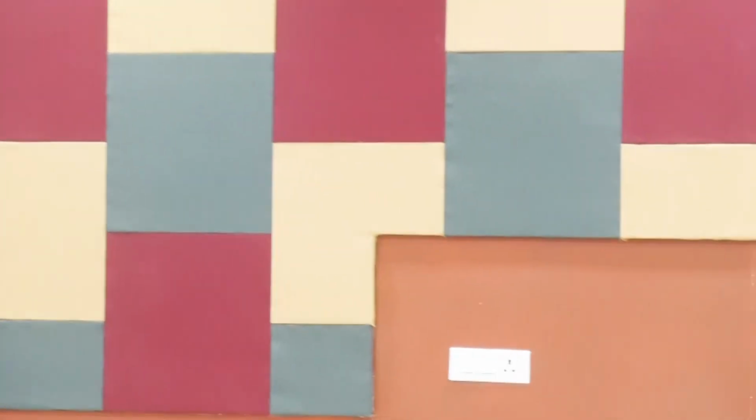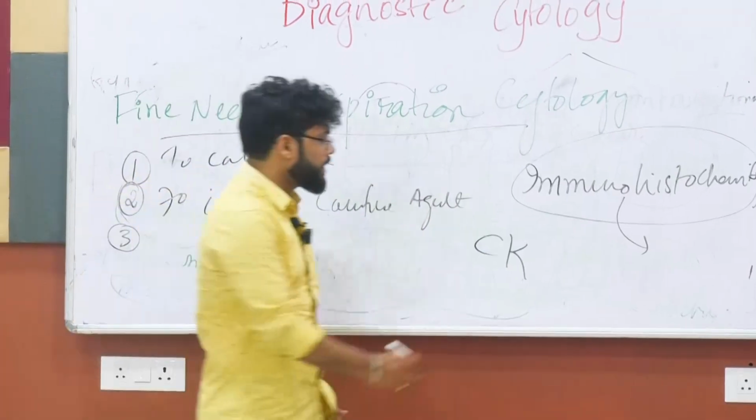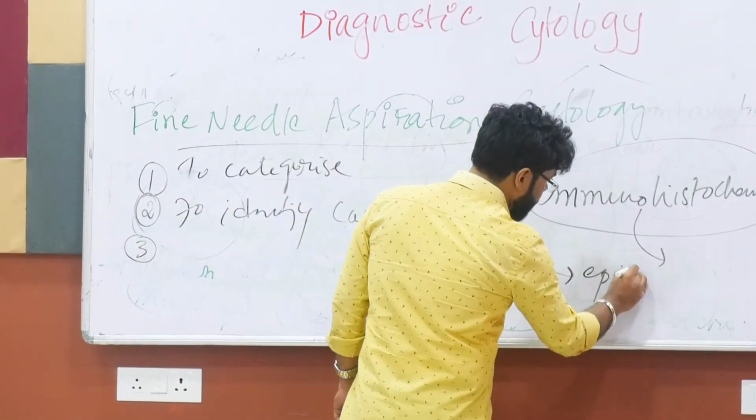These are known as tumor markers, like cytokeratin. It could be a tumor marker of epithelial cells.